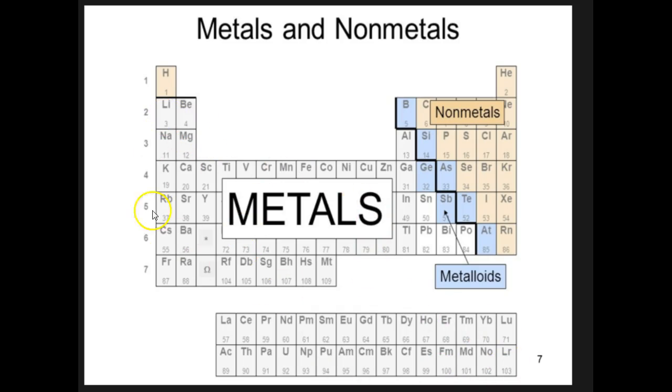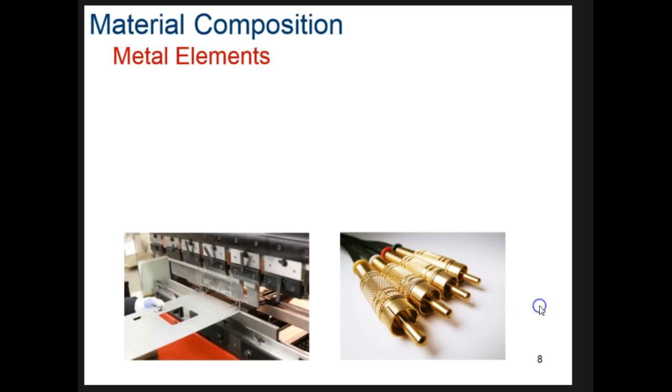Metals cover this entire portion of the periodic table. Nonmetals are this small portion over here, and metalloids are the ones in between. If you can't see this well on your notes, please take a little bit of time and color these in so you can see them better.